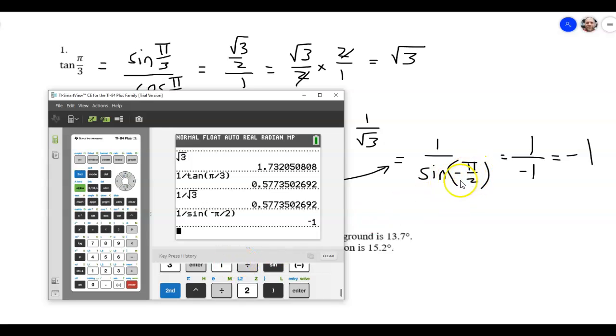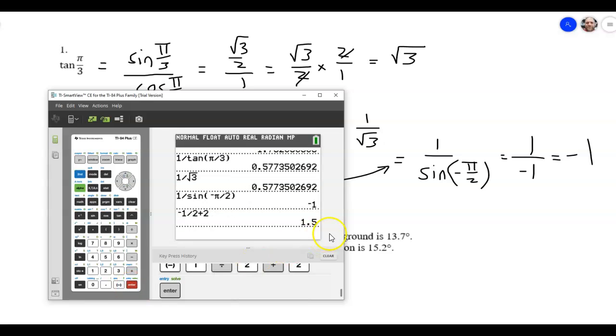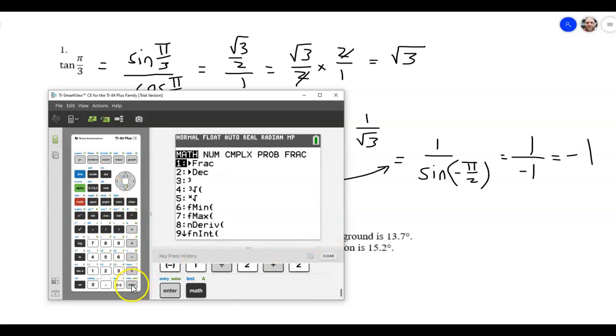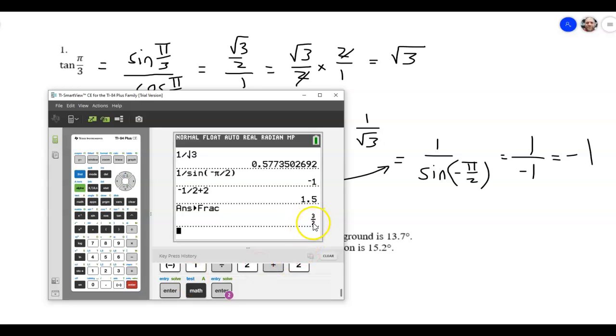Another way I can do this is also find the angle in the standard position. That's the one between 0 and 2 pi. And I can do this by adding 2 pi to this angle here. So if I take negative pi over 2, and I'm just going to write it as negative 1/2. Maybe that's why I messed up in the beginning. And I add 2 pi, which I'm just going to add 2. I'm just going to leave the pi's off and then put them back at the end. That gives me 1.5. Convert that to a fraction, and that's 3 over 2. And you put the pi back in, that becomes 3 pi over 2.